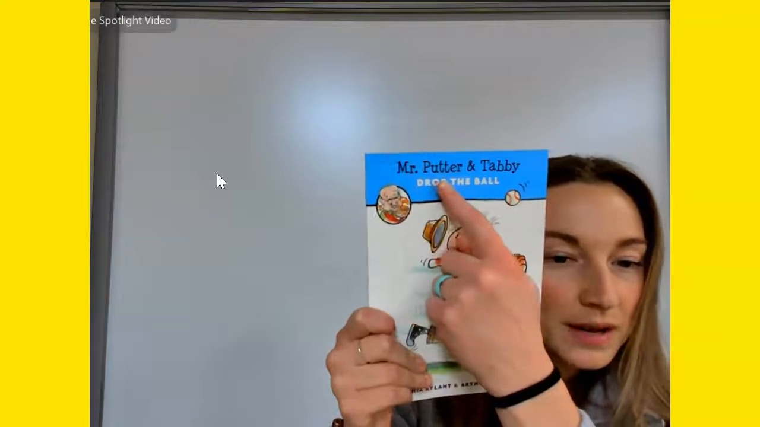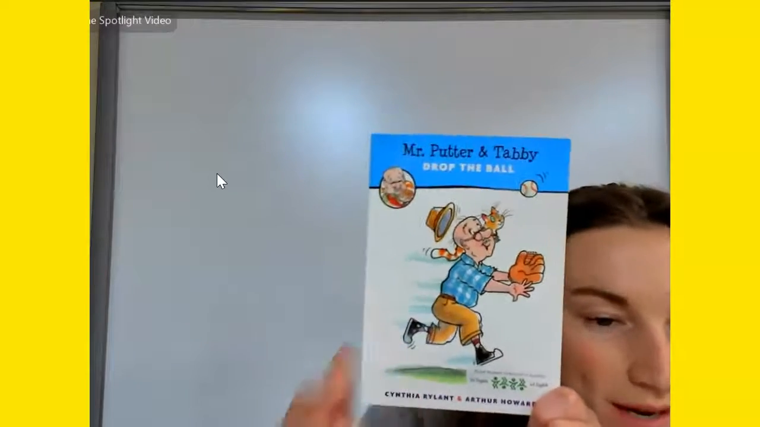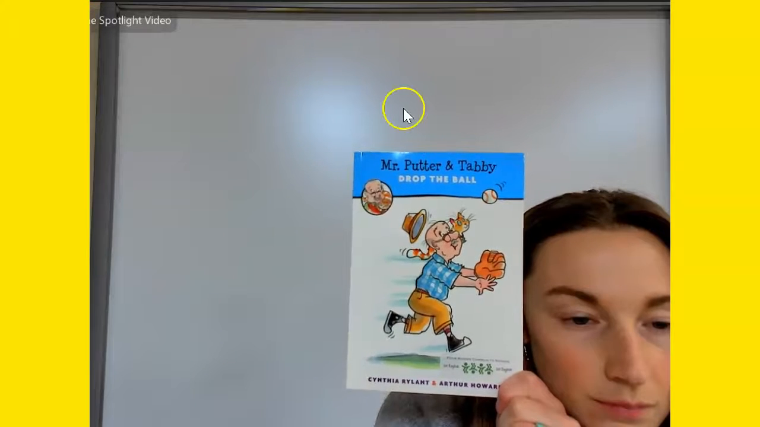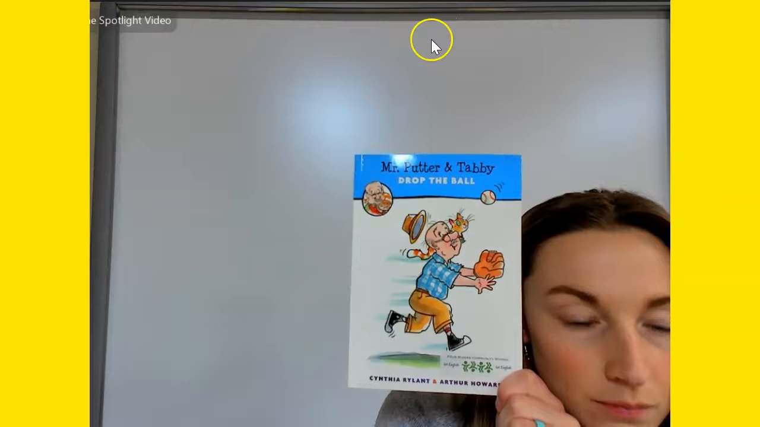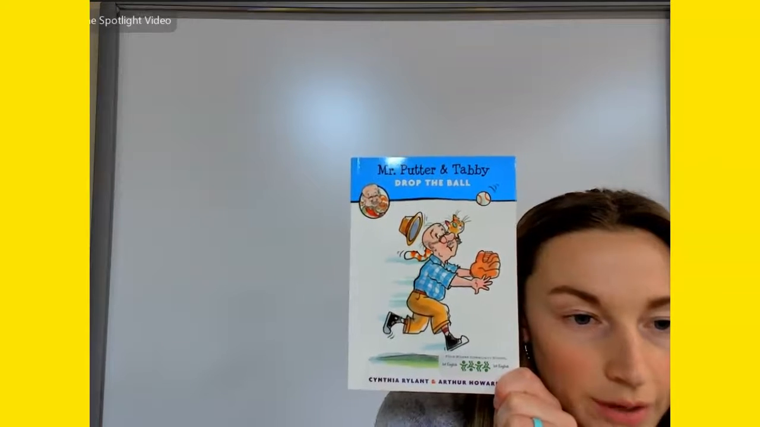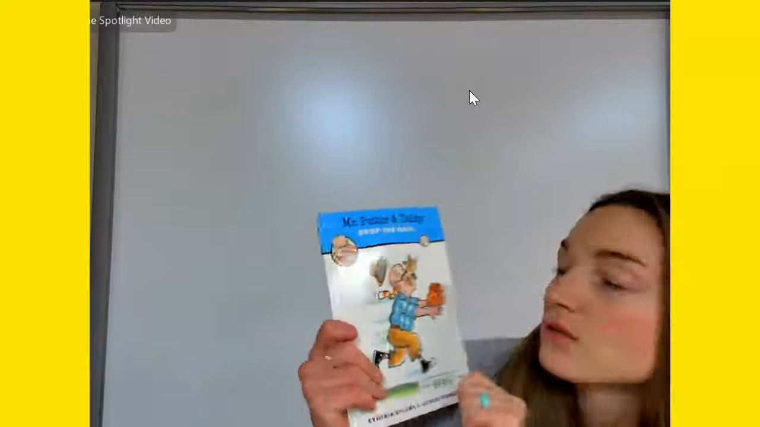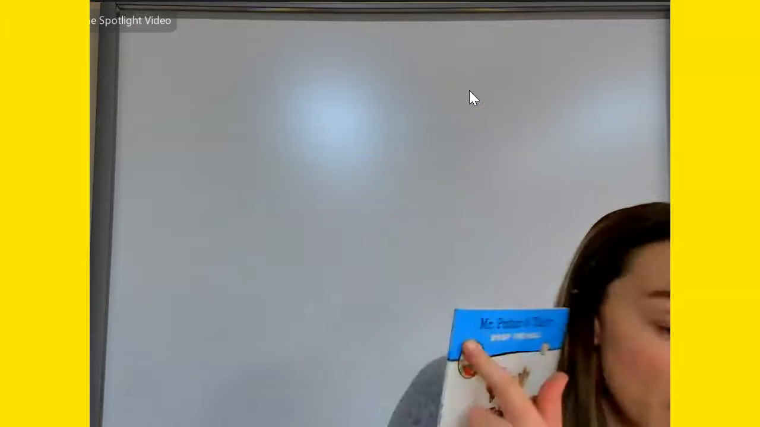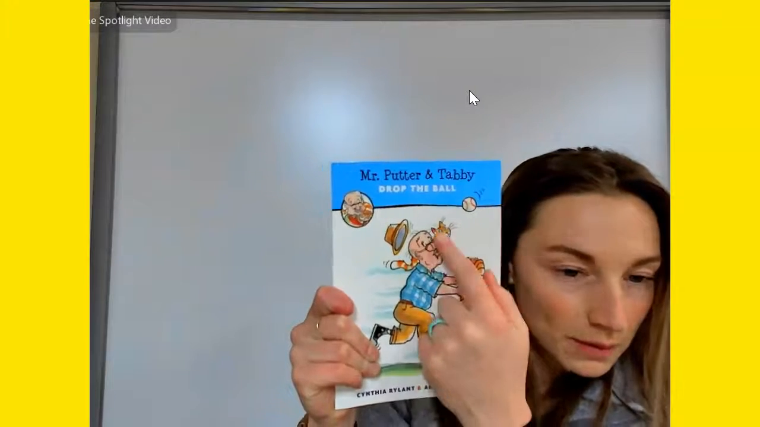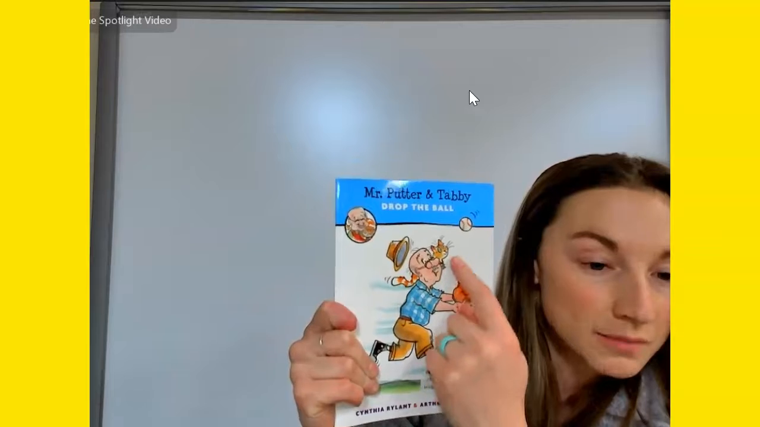This says Mr. Putter and Tabby Drop the Ball. Who do you think might be a main character here? Go ahead, Liam. Putter. Mr. Putter, okay. So far we know that in the title it says Mr. Putter. And one of these characters, not people, because we have a cat here, might be Mr. Putter.